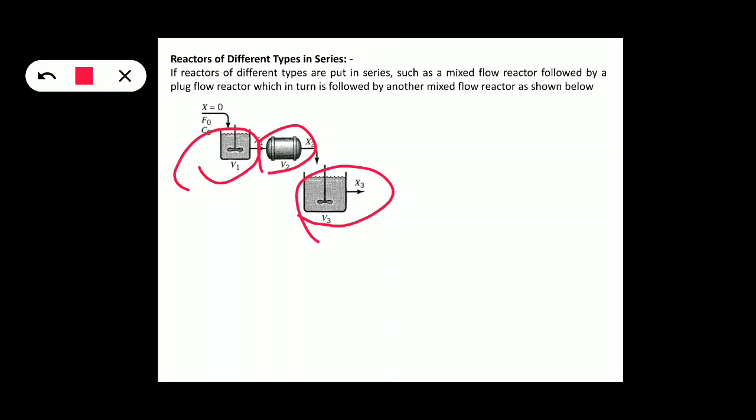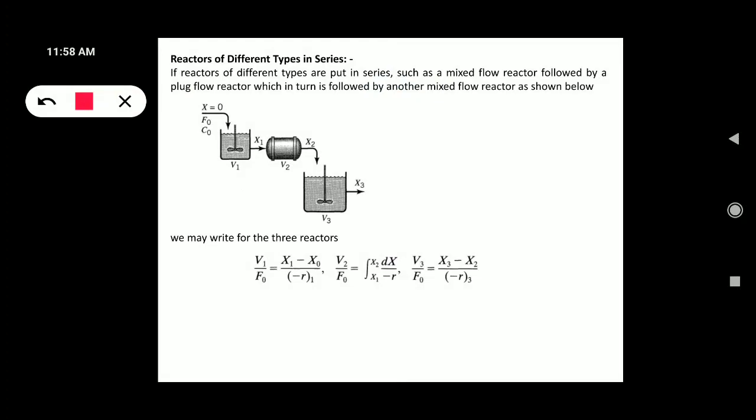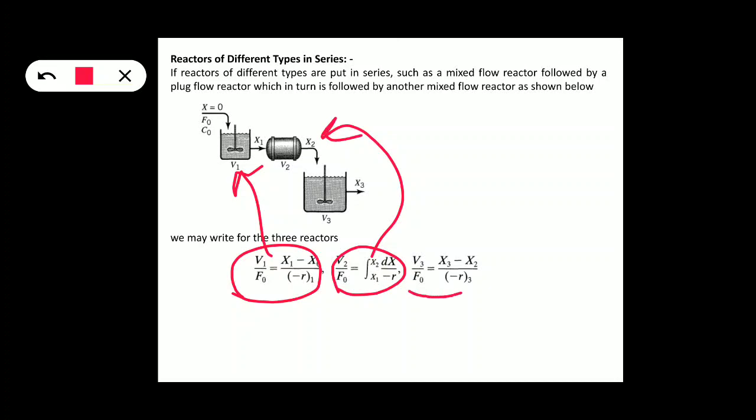One is a small mixed flow reactor, then we have a plug flow reactor, and then we have a large mixed flow reactor. If we have these types of systems, then we must know how to find the size of each reactor. For that I have written the performance equations. This performance equation is of mixed flow reactor 1. This one is the performance equation of the plug flow reactor. And this one is of the large mixed flow reactor. So I have written the performance equation of each reactor.